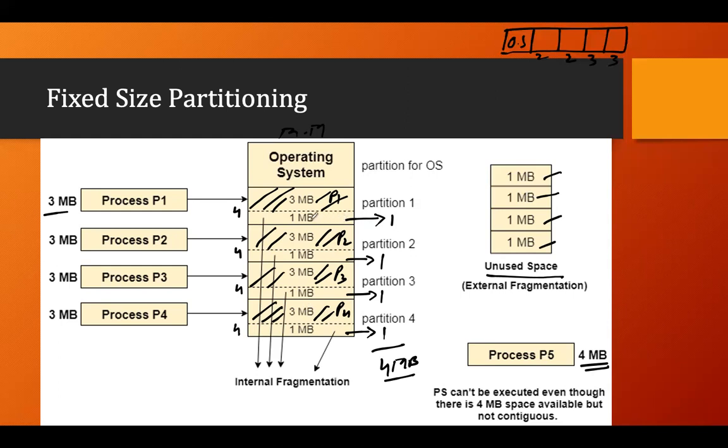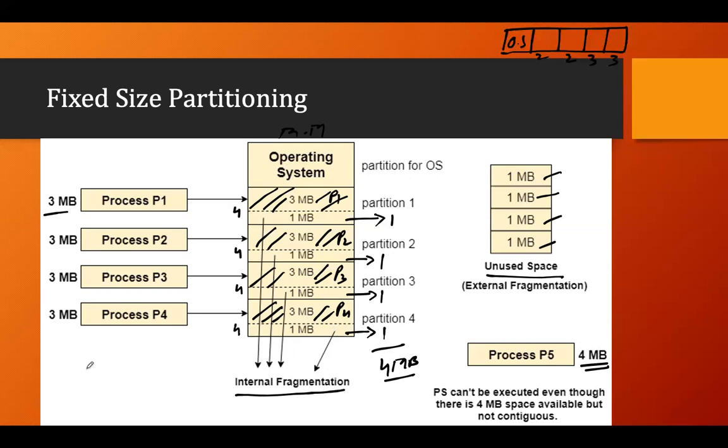This 1 MB, which is useless after the accommodation, is called internal fragmentation. Internal fragmentation occurs in fixed size partitioning, when we store the process into a fixed size partition, and the rest of the memory left in that particular partition is called internal fragmentation.